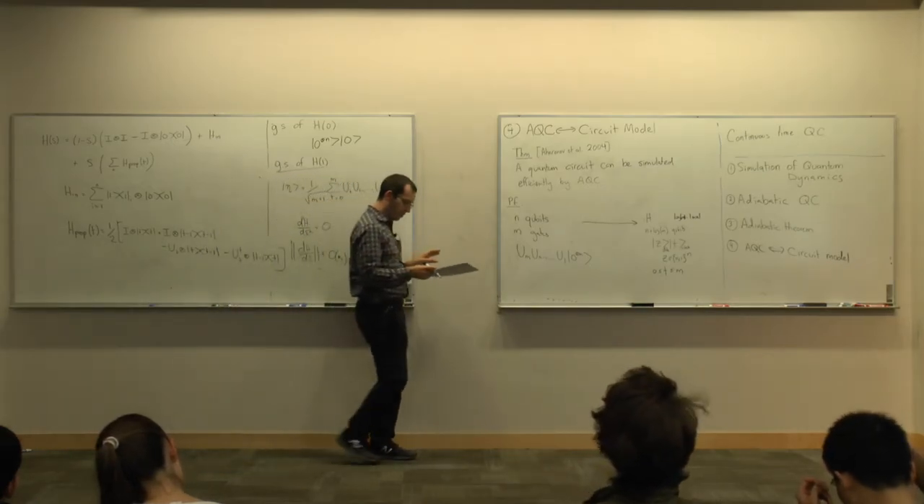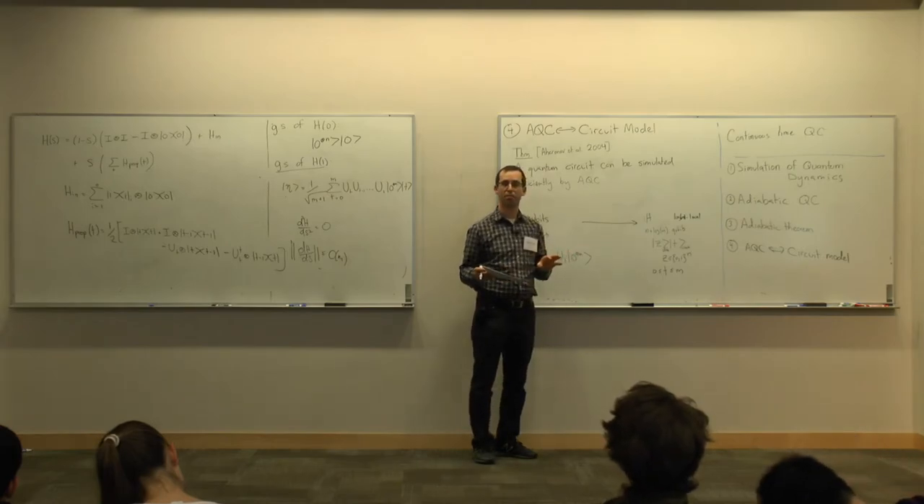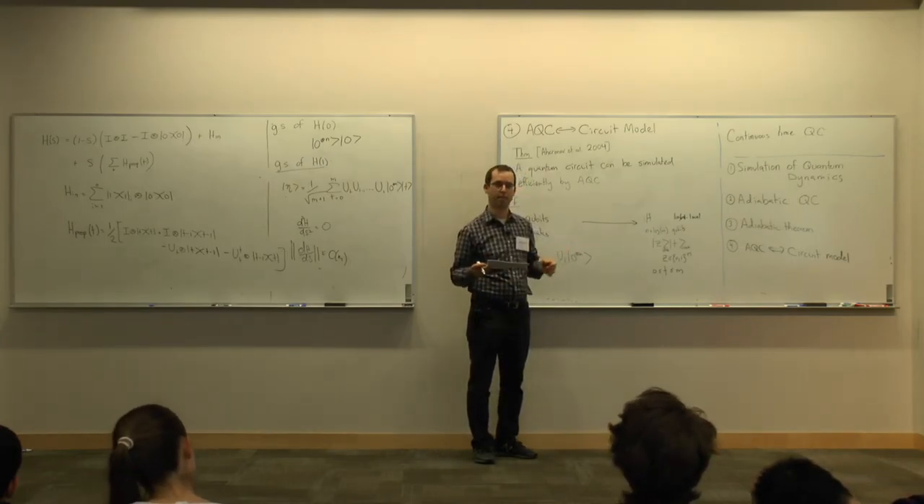Okay, so now all we have to do is check that the spectral gap is lower bounded by an inverse polynomial function of m and n.